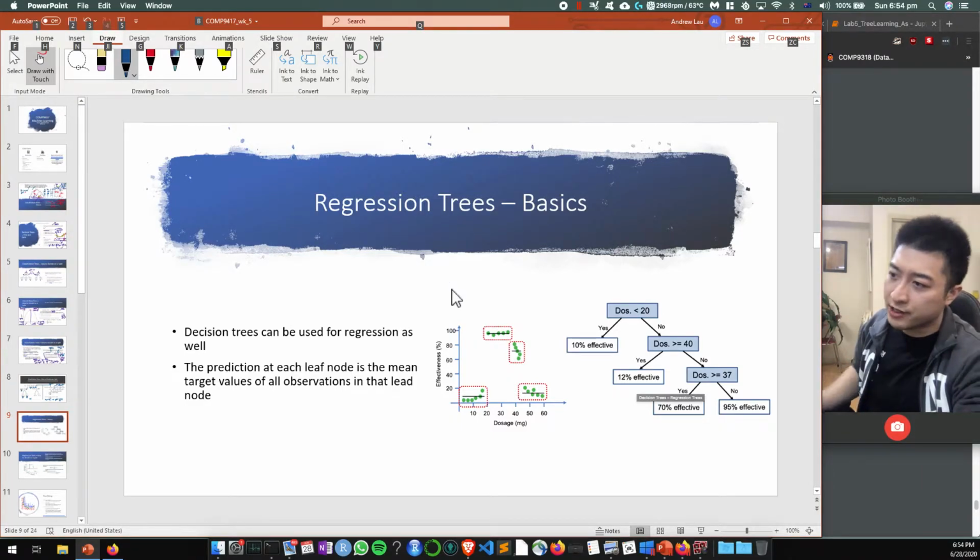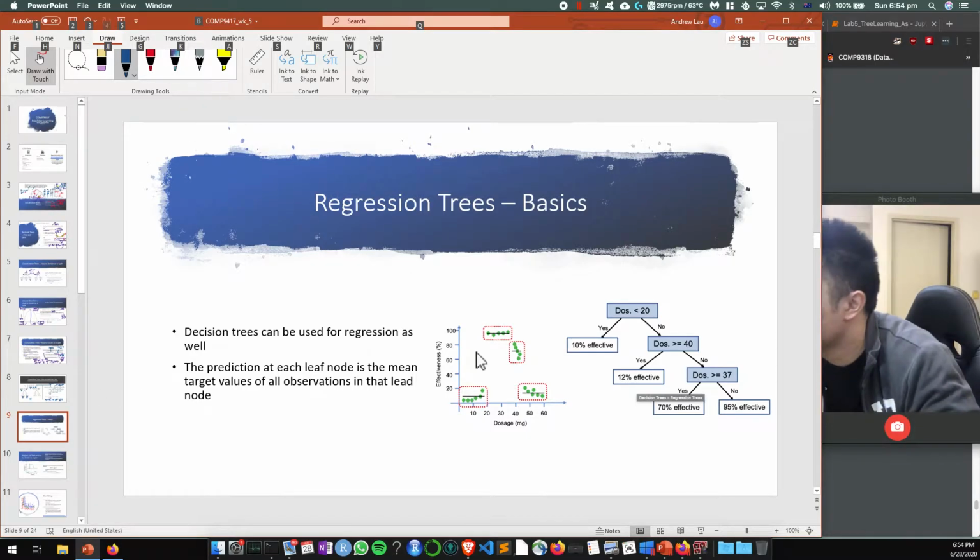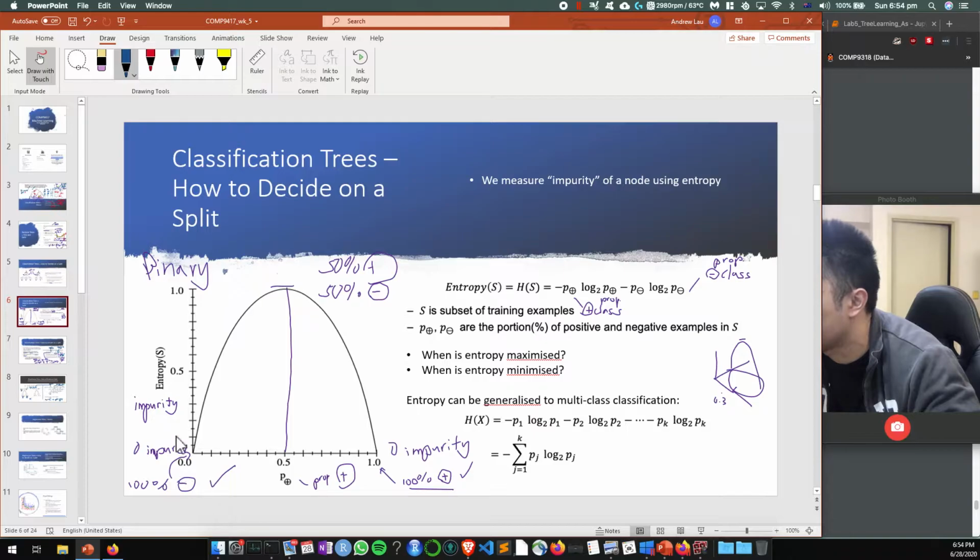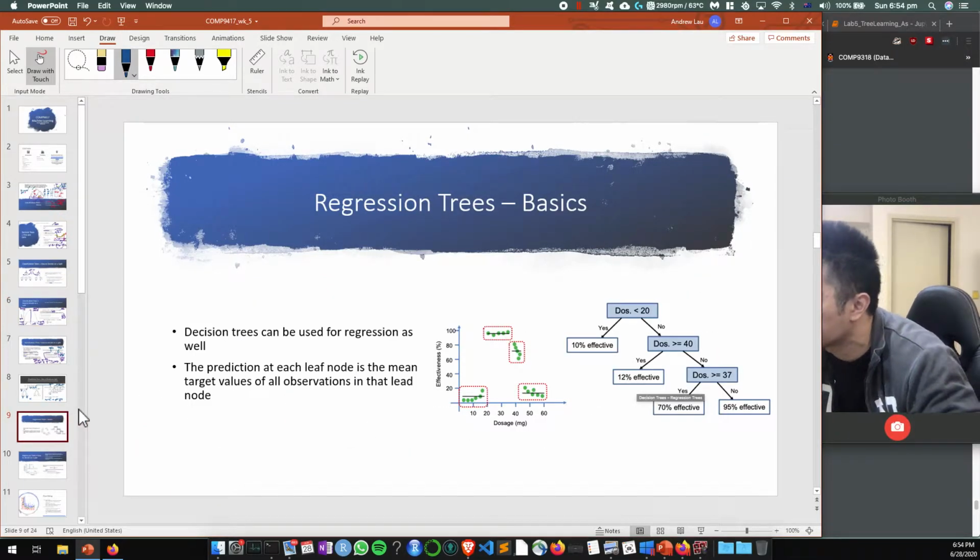Now, that's classification trees. What about regression trees? That's a fantastic question. Obviously, in regression land, we can't do things like classes. In regression land, things like proportions, things like entropy, it doesn't really make sense. What is purity? It doesn't really make sense like that.